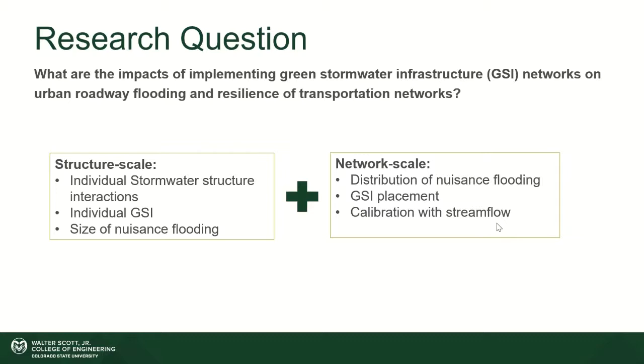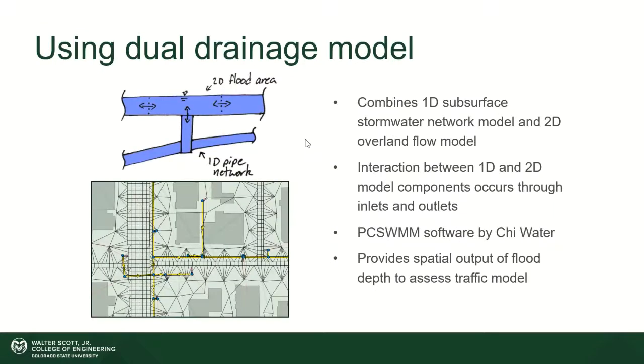So how I've been approaching integrating these 2 scales together, the structure scale and the network scale, is using a dual drainage model. A dual drainage model allows you to combine 1D subsurface stormwater networks, that's your pipes, inlets, and conduits, with a 2D overland flow model. That's just the water flowing over the surface, including over roads and impervious and non-impervious surfaces. The interaction occurs between the 1D and 2D model components at the inlets and outlets. So you have water flowing into the system at the inlets, and at the outlets, either flowing into a stream or a surface storage area.